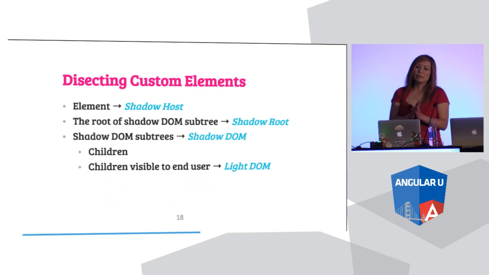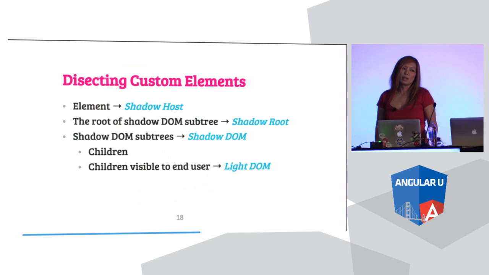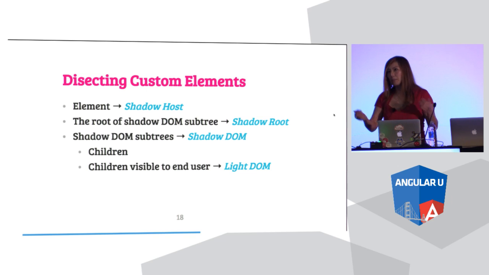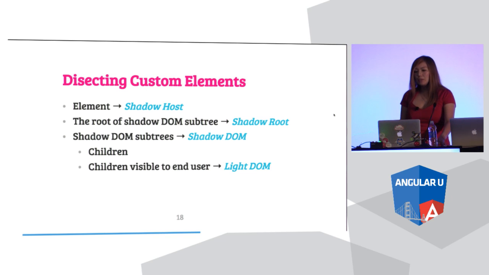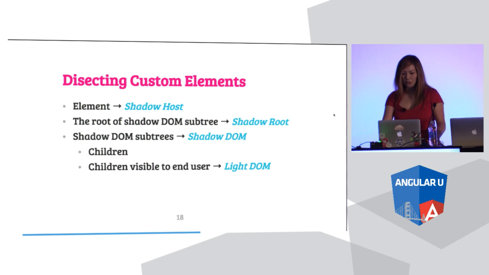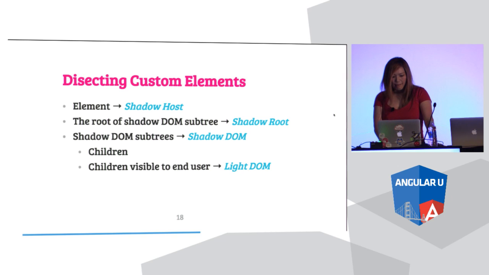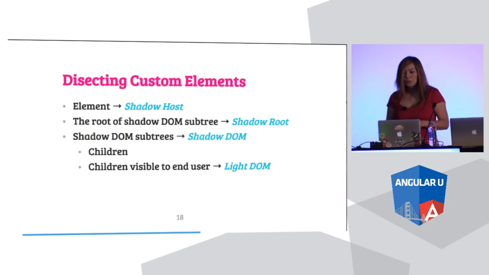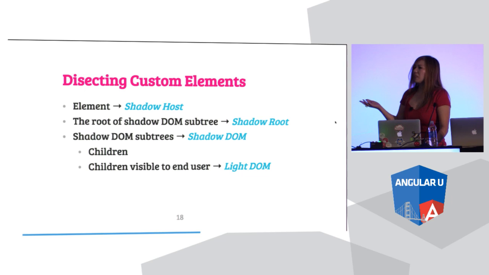Again, the element, this XChat list element, or whatever element you created, is now called the shadow host when you're talking about Shadow DOM. The root of the Shadow DOM subtree is called the shadow root. That's the private, encapsulated root of your shadow host. Now you have a Shadow DOM subtree there, and you've got children, and some children are visible to the end user, which is called light DOM. Basically, this light DOM is really a text node.